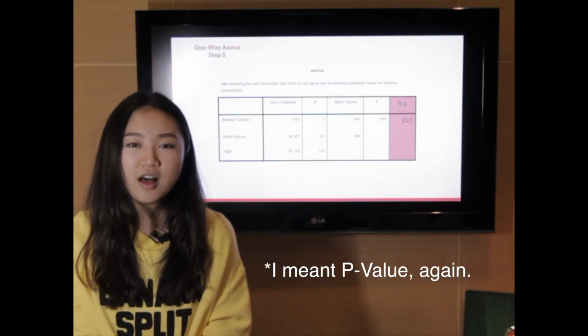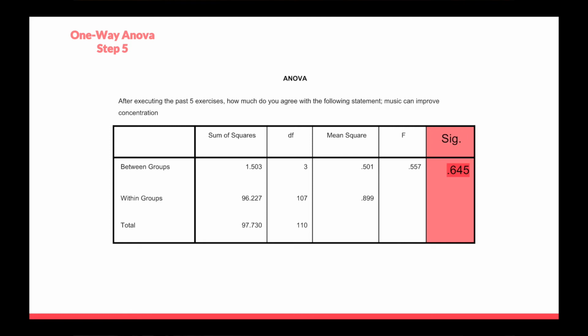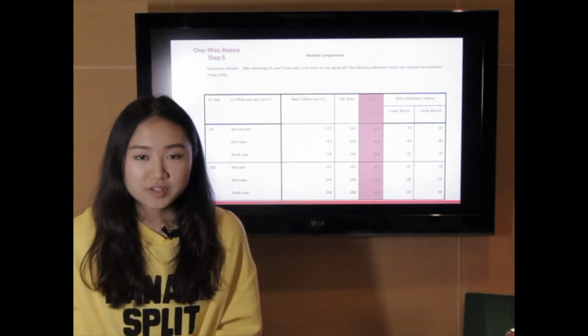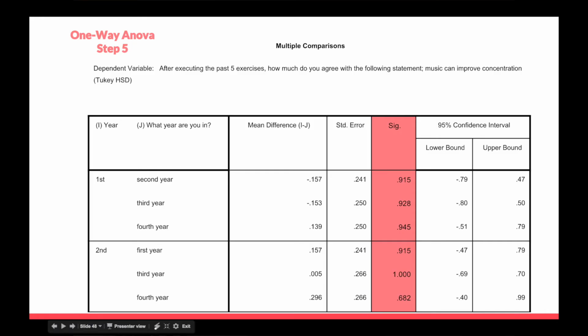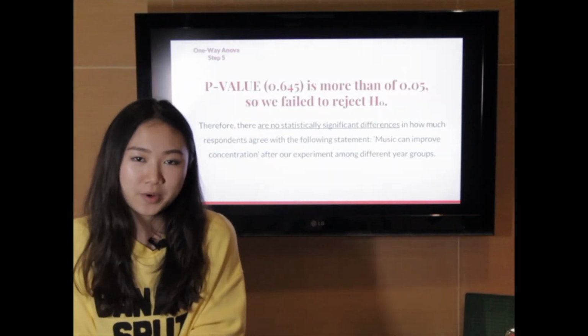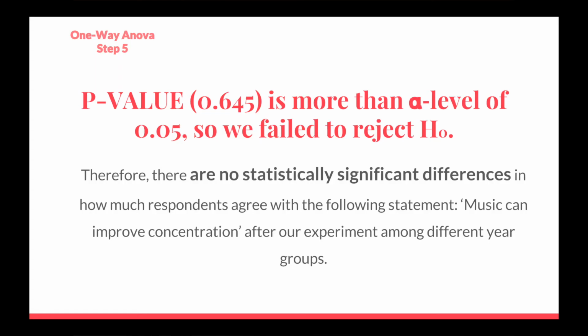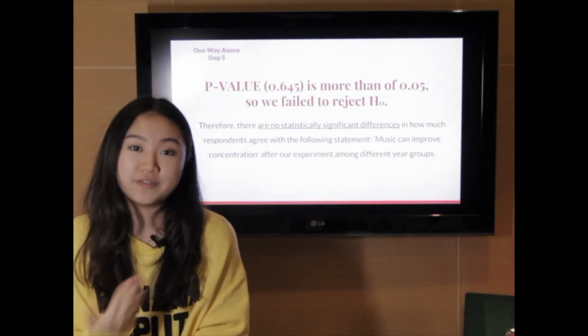We will reject H0 when the p-value is less than the alpha level of 0.05. The significance level of the ANOVA test shows 0.645. However, we wanted to see the post hoc test as well. After the post hoc, we can see that none of the pairs of the means are statistically significantly different. The p-value of 0.645 is larger than the alpha level of 0.05. Therefore, we fail to reject H0, hence making this whole hypothesis testing show no statistically significant differences in how much our respondents agree with the following statement: music can improve concentration between different year groups.